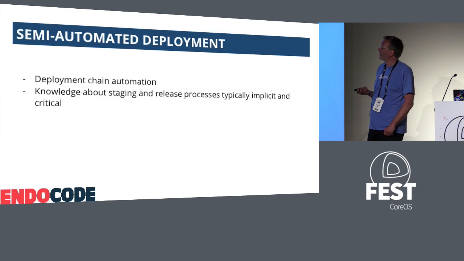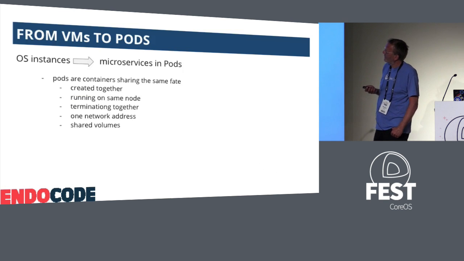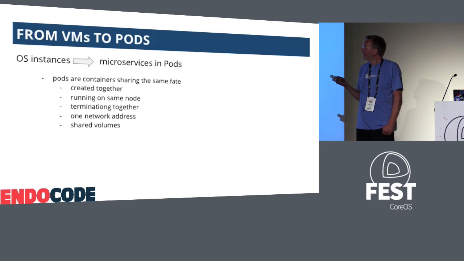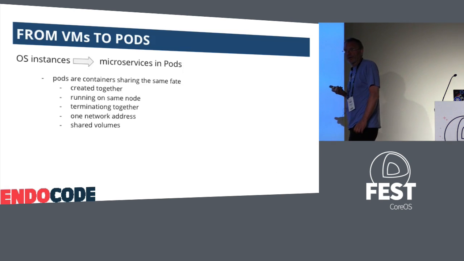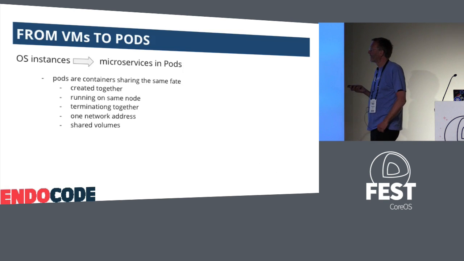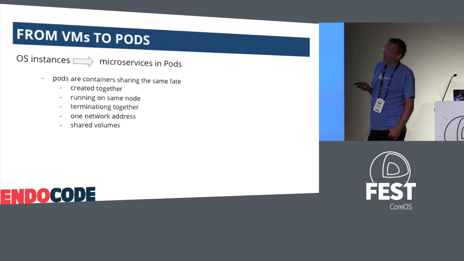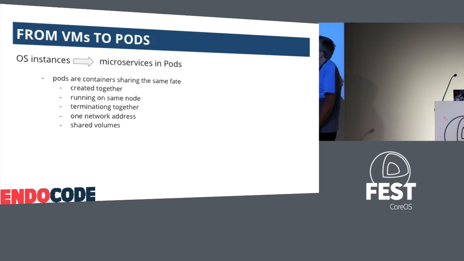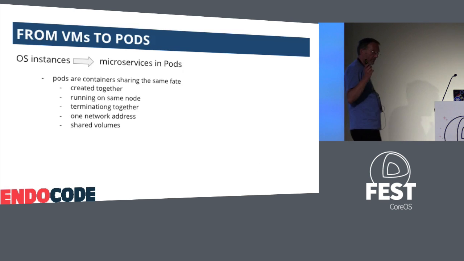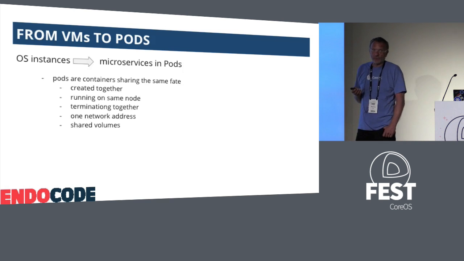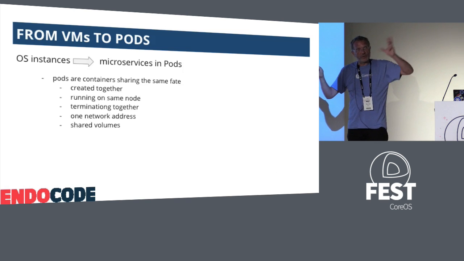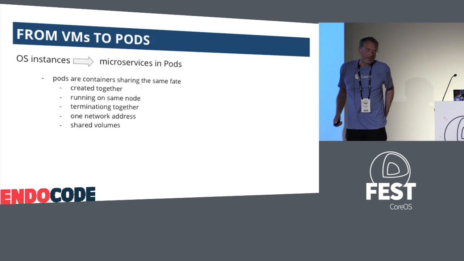Okay, Jannis already mentioned we have kind of semi-automated deployment here, and what do you have to do in a migration process? You normally find a way of running all these things in a virtual machine, in an operating system instance, and then you turn it into microservices and pods. And the interesting thing is a pod is an entity in terms of Kubernetes, which means it's created together, it's running together on the same node, it's terminating together. It has one network address, and it can have shared volumes. So a pod is more or less a replacement for what you earlier have done with the entire operating system.